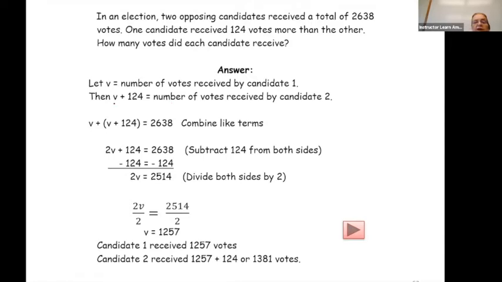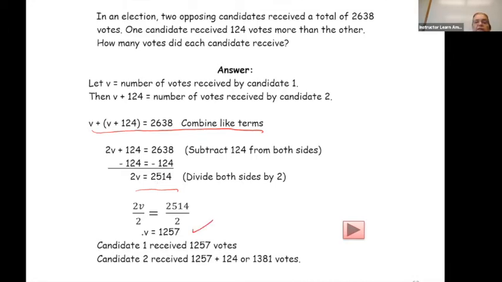then V plus 124, since one received 124 more than the other, is the number received by the other candidate, together they make up the total number of votes. We then have to combine like terms. 2V plus 124 is 2,638. Subtracting 124 from both sides, we get the value of 2V. Dividing both sides by 2, we get the value of V.